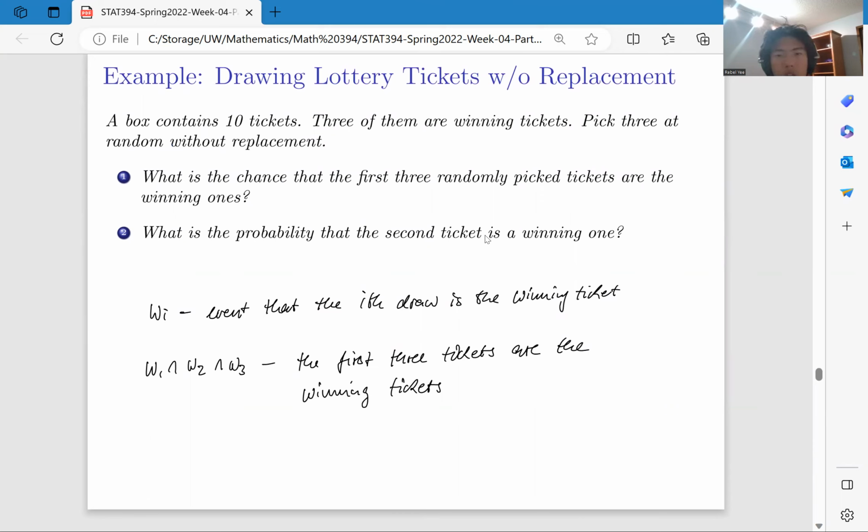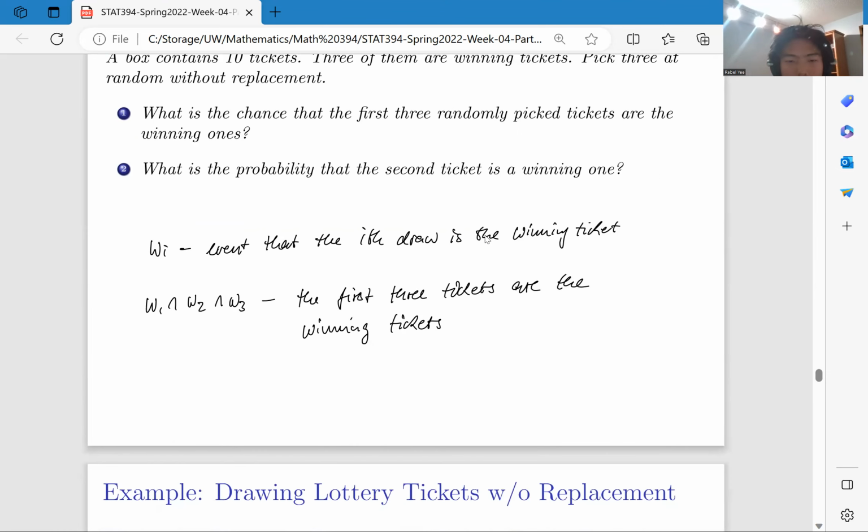So the first example is drawing lottery tickets. A box contains 10 tickets, 3 of them are winning tickets and 7 of them are losing tickets, and we pick 3 at random without replacement. First, is the order considered? Yes, because we're asking what the chance is that the first 3 randomly picked tickets are the winning ones. So the order is considered, and because it's without replacement, this is the type 2 urn model.